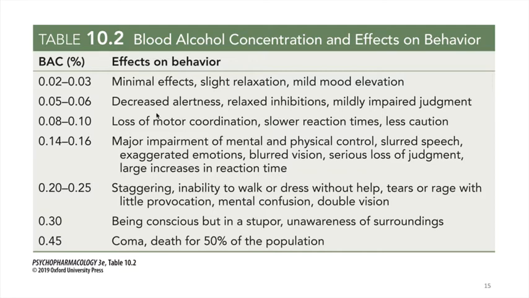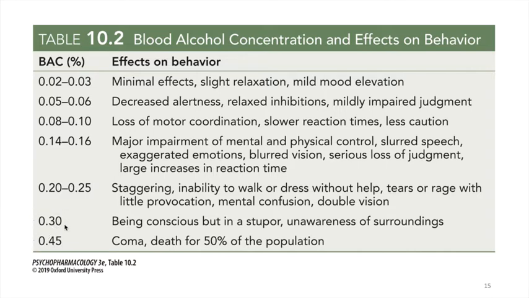So when you get 0.14 and over, you're going to start seeing major impairment of mental and physical control. That's when you start seeing slurs, blurred vision, exaggerated emotions, people who feel things a lot more strongly. You'll see this in higher as well, tears or rage, slight provocation. Basically, it just gets more severe from this as you get to higher levels. This is going to be a more severe, a more intense version of what you see at the 0.14, 0.16.